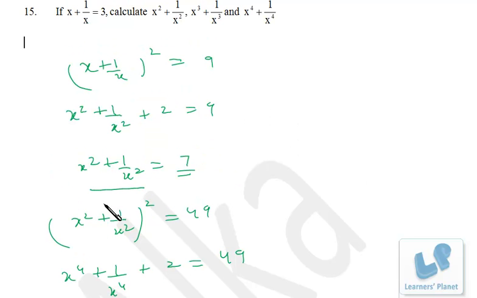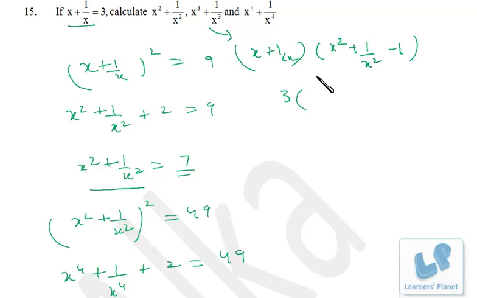So x4 plus 1 upon x4 is equal to 49 minus 2, that's 47, right? So we got the value of x square plus 1 upon x square, and x plus 1 upon x we already have. So x cube plus 1 upon x cube is what? It's (x + 1/x)(x square + 1/x square − 1). So simply put the value of x plus 1 upon x and x square plus 1 upon x square, and you can get the value of x cube plus 1 upon x cube. So x plus 1 upon x is 3, x square plus 1 upon x square is 7 minus 1, so it's 6, 18. Okay, so the problems are very easy. If any one of them is given, you can calculate this, right? So you just need a bit of practice.